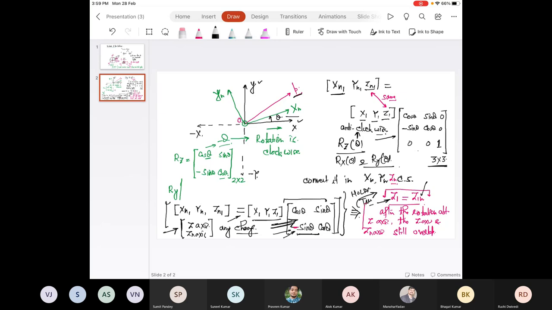There are many other types of changes as well. The second kind of change that we notice is no change in orientation, but a change in the location of the origin. So the second case we are going to see over here.